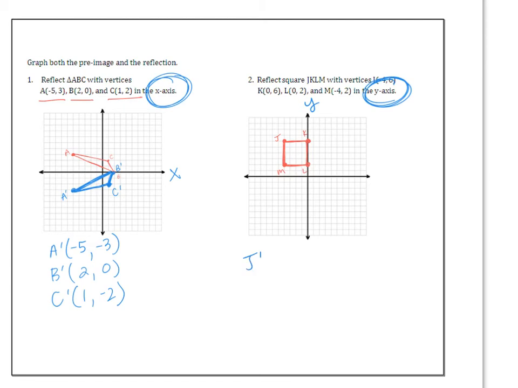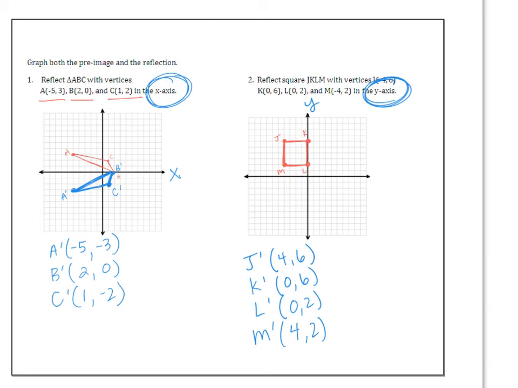So J prime was -4, 6. So we multiply the first number, the x, by -1, so it should be +4, 6. K prime, you multiply the first number by -1. Well, 0 times -1 is still 0, so that's going to be 0, 6. L prime is still going to be 0, 2. And M prime, if you multiply the first number by -1, you will get a +4 and then 2.